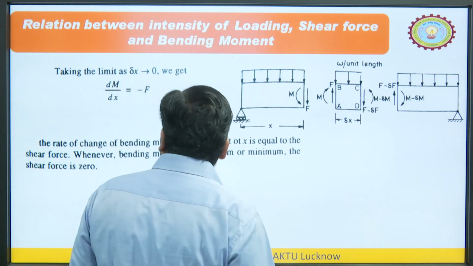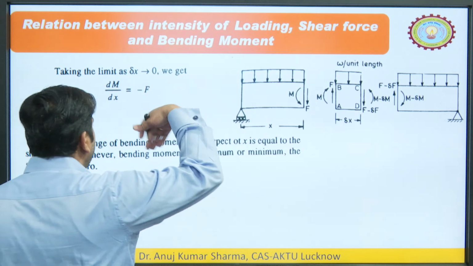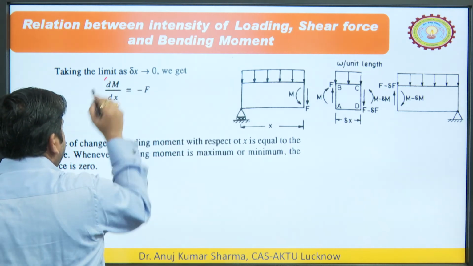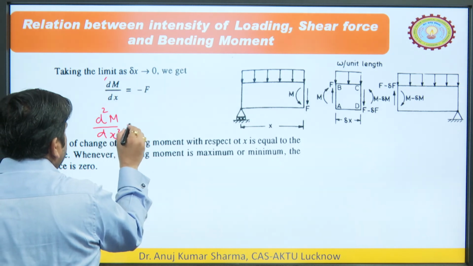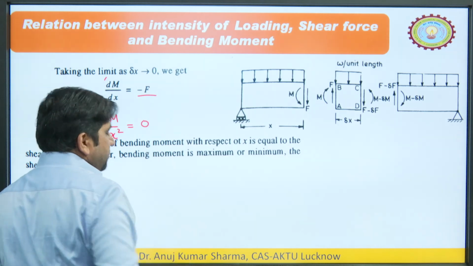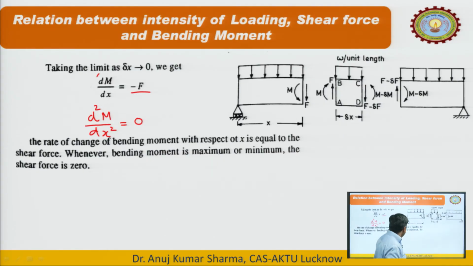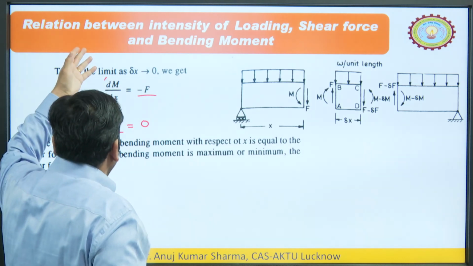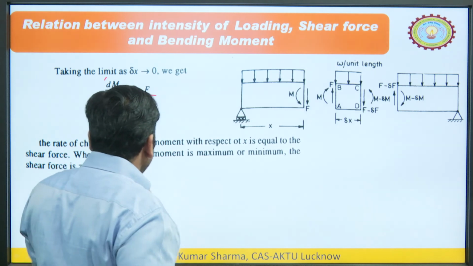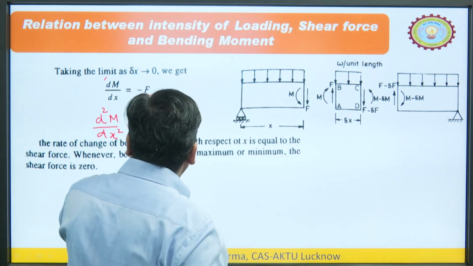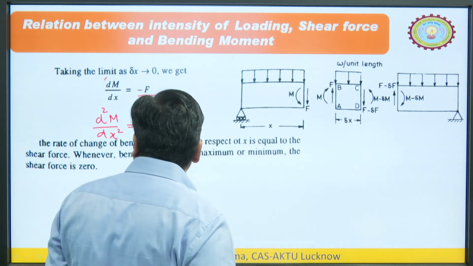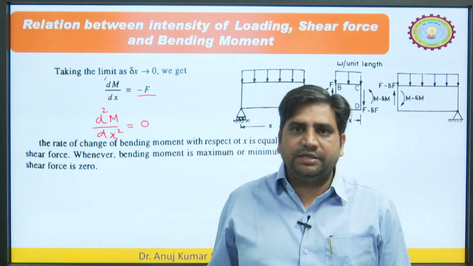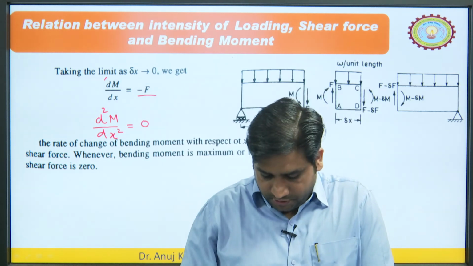If we want to determine the maximum value of the bending moment, we can differentiate this quantity. Upon differentiation we get d square M upon dx square equal to 0, since the load is constant. For dM by dx to be maximum, the shear force should be 0. The rate of change of bending moment with respect to x is equal to the shear force. Whenever the bending moment is maximum or minimum, the shear force is 0. So the maximum bending moment is at the point where the shear force is 0.